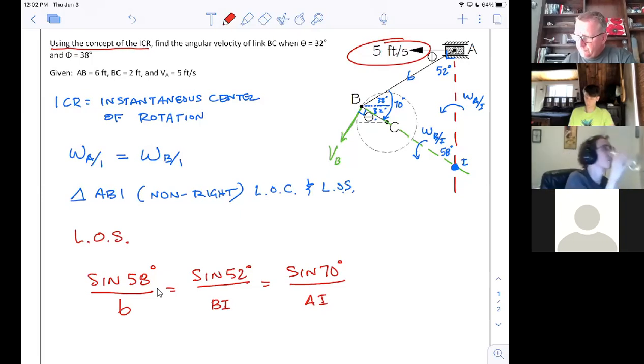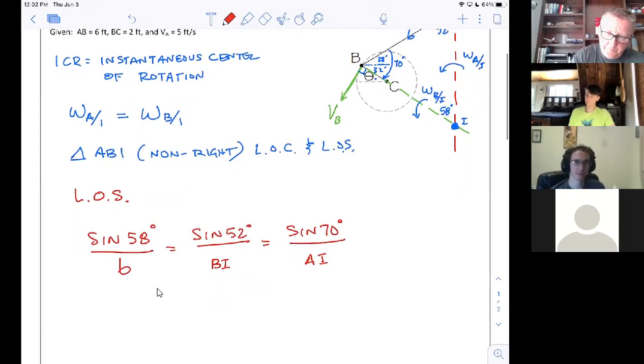So this isn't hard. I'm going to kind of cross multiply. So if I take the sine of 52 times 6, and I'm assuming with as much math as you've had, I don't need to show you any algebra here, divided by the sine of 58, I get BI pops out as a distance of 5.575.